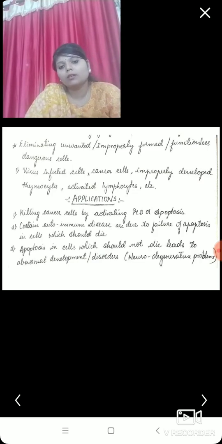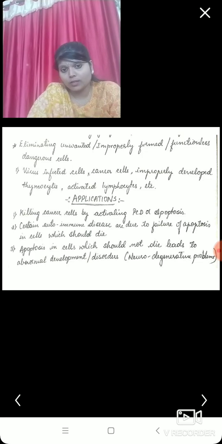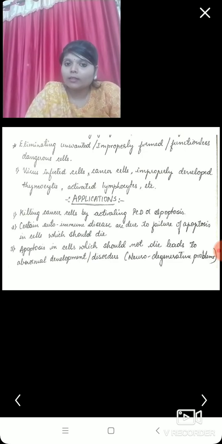Next is the application of apoptosis. How can we utilize this programmed cell death for our uses? If it is happening naturally, it's very good. But if we artificially induce it, what help is it going to give us? Say, killing cancerous cells by activating PCD. We externally impose pressure on a cell to undergo programmed cell death, in the case of cancerous cells, so that the cells themselves die off.